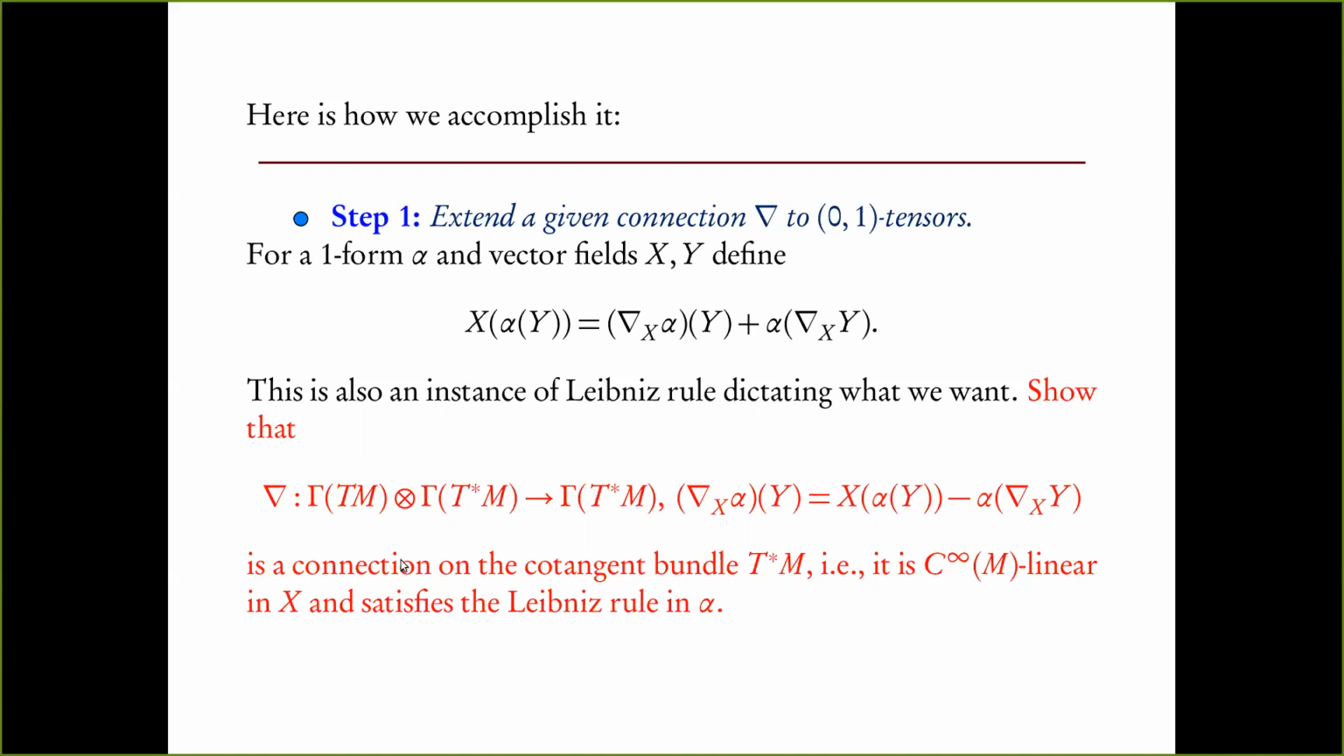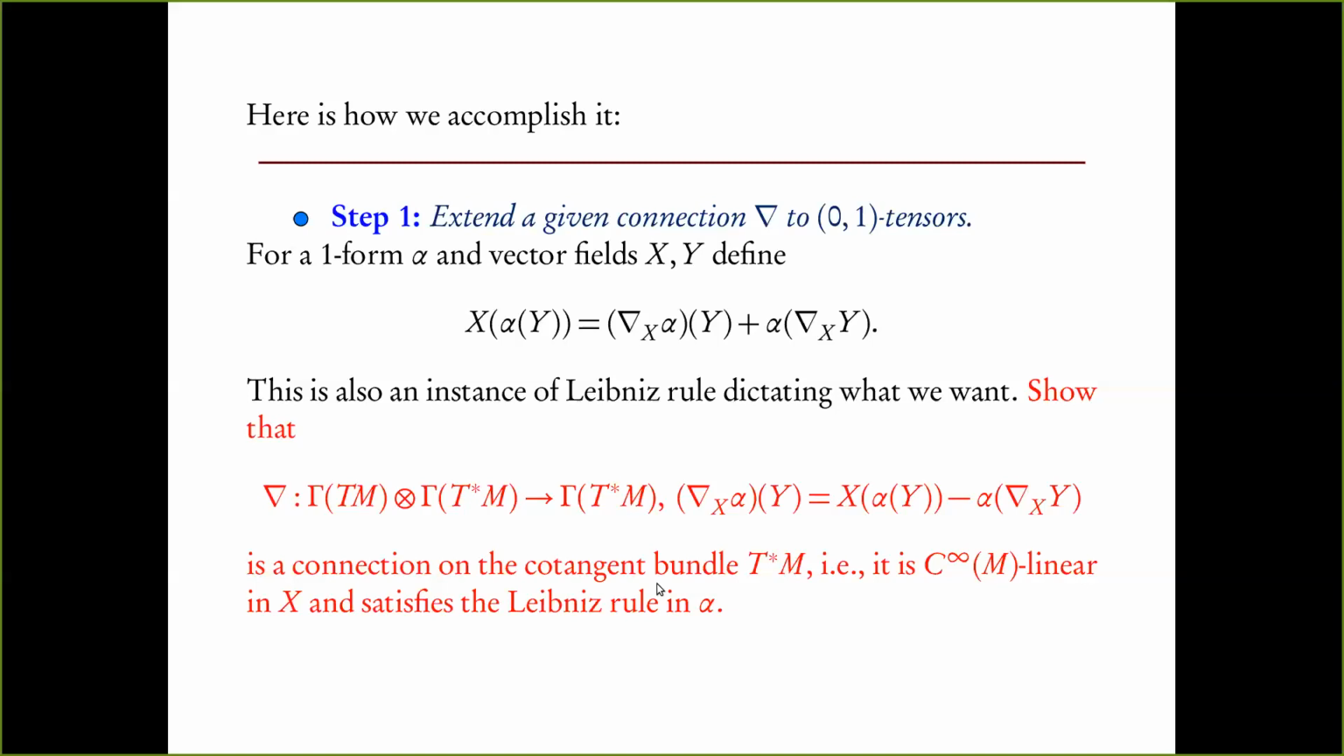So how do you check that this is a connection? Well, you have to show that it's C infinity M linear in X, and it satisfies the Leibniz rule in alpha, correct? Which means if I scale alpha by a function f, then nabla x of f alpha should be x of f into alpha plus f into nabla x alpha, the usual thing. Okay? So you have to check these two conditions.